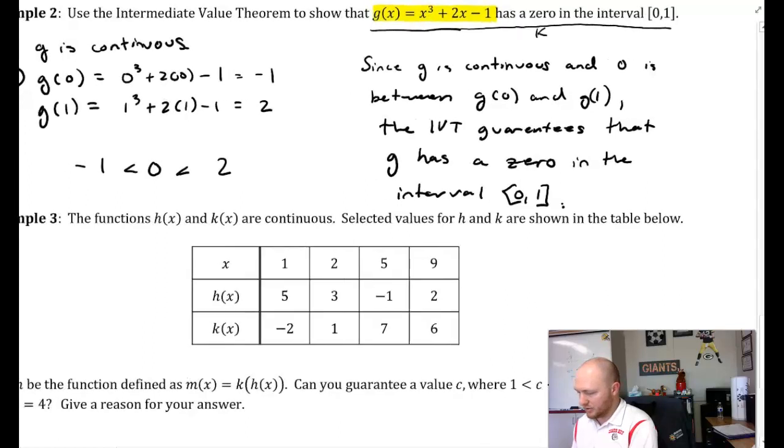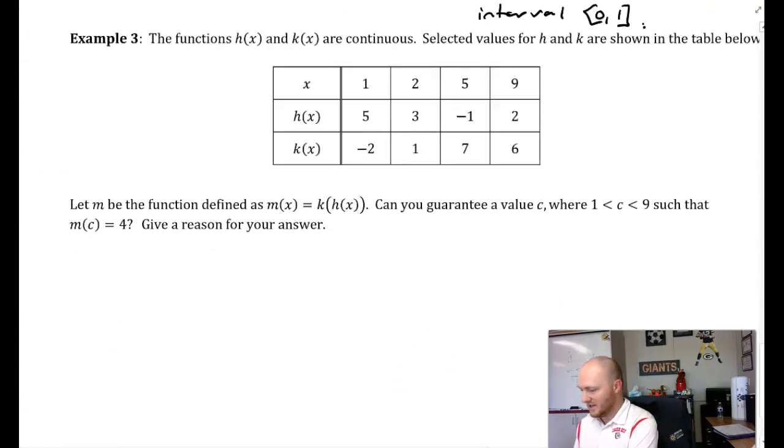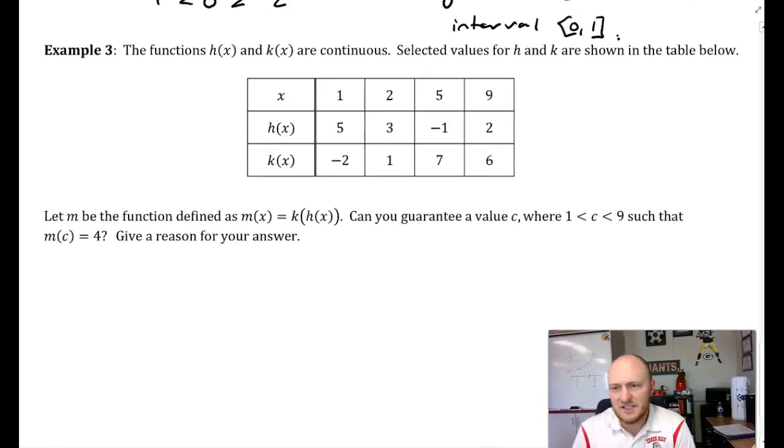Okay, example number 3. Oh, this is where the fun begins. The functions h of x and k of x are continuous. Hey, telling us continuity. Thank you. They're so kind. Selected values for h and k are shown in the table below. Okay, there's a table of information.